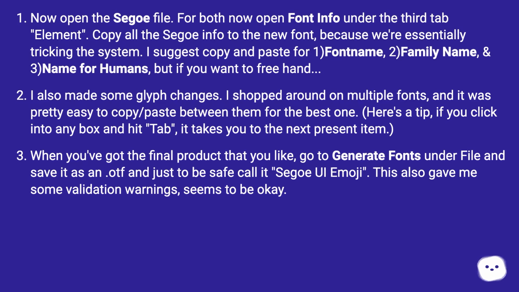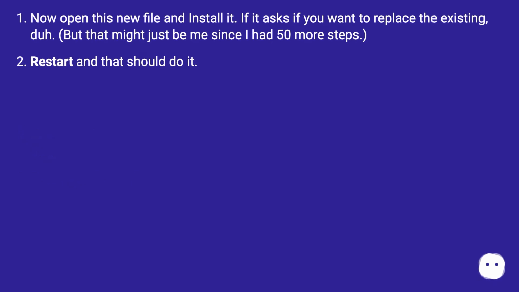I shopped around on multiple fonts, and it was pretty easy to copy and paste between them for the best one. Here's a tip: if you click into any box and hit Tab, it takes you to the next present item. When you've got the final product that you like, go to Generate Fonts under File and save it as an .otf, and just to be safe call it Segoe UI Emoji. This also gave me some validation warnings, but it seems to be okay. Now open this new file and install it. If it asks if you want to replace the existing, duh. But that might just be me since I had 50 more steps. Restart and that should do it.